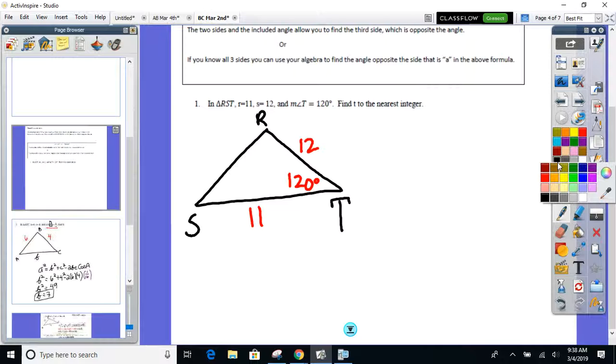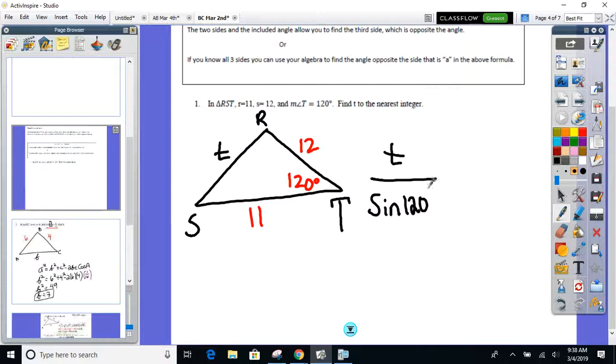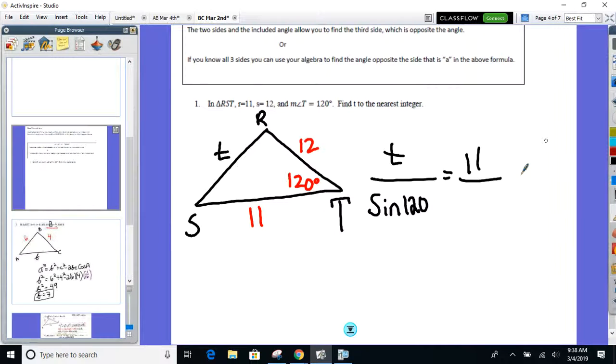Law of sines. Why will that not work? Ready? What am I trying to find? T? So I could go T over sine of 120, right, and set that equal to 11 over... You're not going to do it, right? You're not going to introduce a new variable. Does everyone see why law of sines is no good? You don't have enough information. You need at least two angles to do law of sines. I only have one.